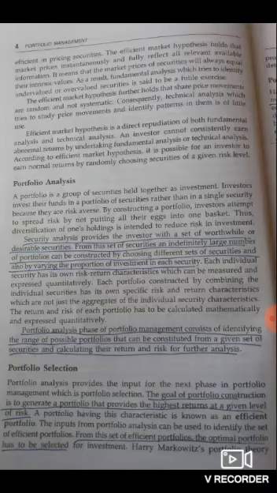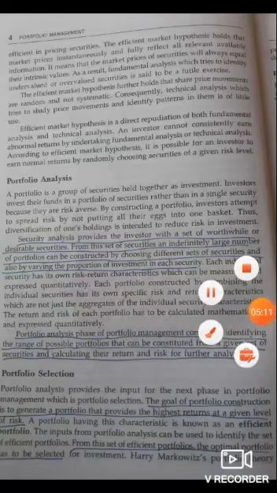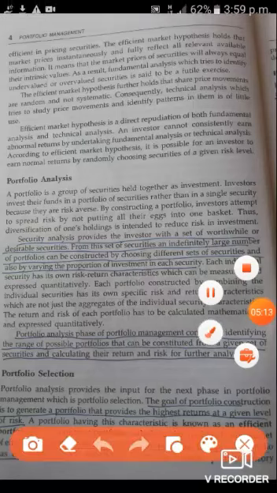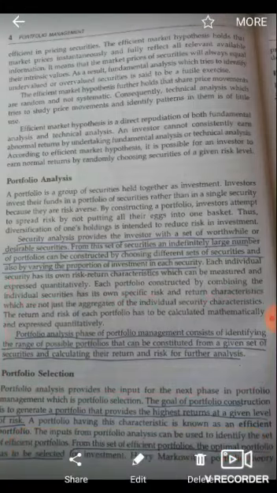So the portfolio analysis phase of portfolio management consists of identifying the range of possible portfolios that can be constituted from a given set of securities and calculating the risk and return for further analysis. This step is called the portfolio analysis phase.